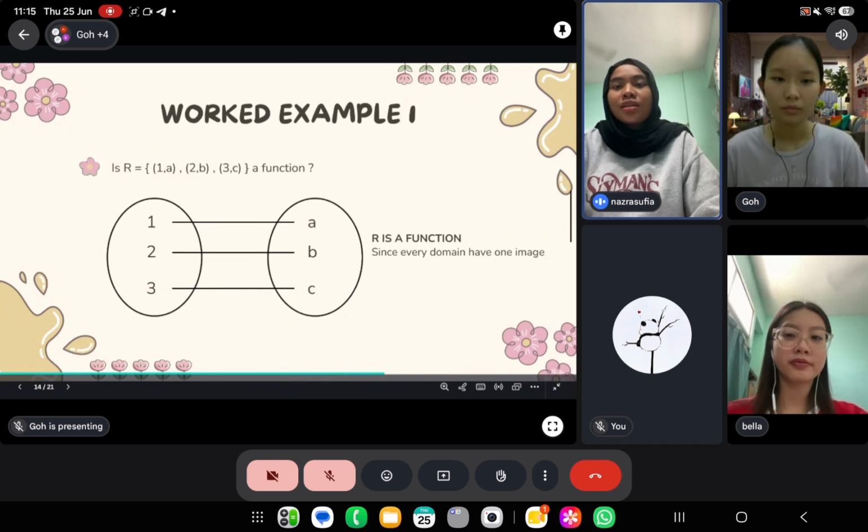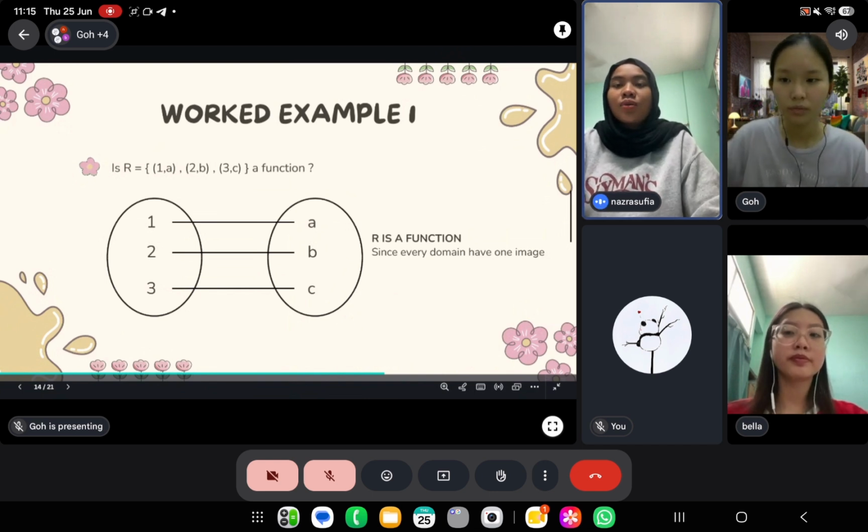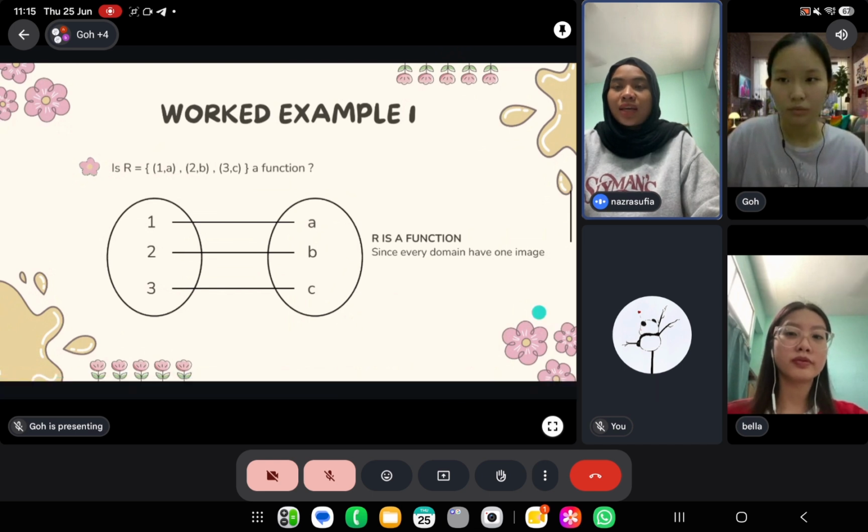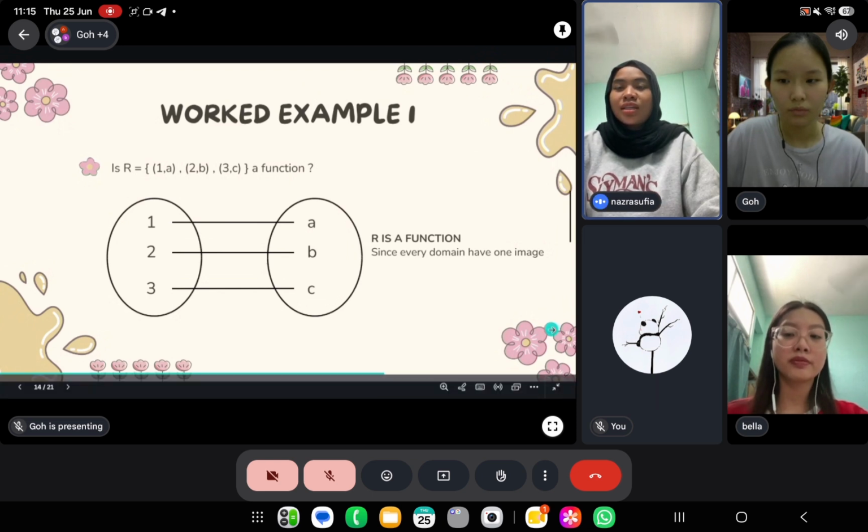For example, is R equals {(1, A), (2, B), (3, C)} a function? R is a function since every element of the domain has one image, which is 1, the output is A, and 2, the output is B, and 3, the output is C.